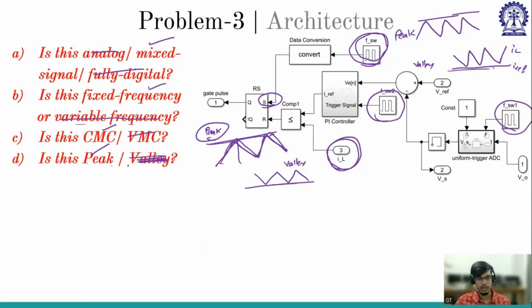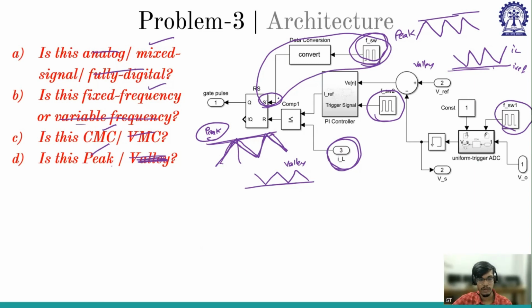Because sir, it is setting, right? This is one way, and another way is whatever switching frequency that you are taking, if it sets, then it is peak. If it resets, then it is valley. So you can tell it from both the ways. Whichever way is comfortable to you, sir, you can use.